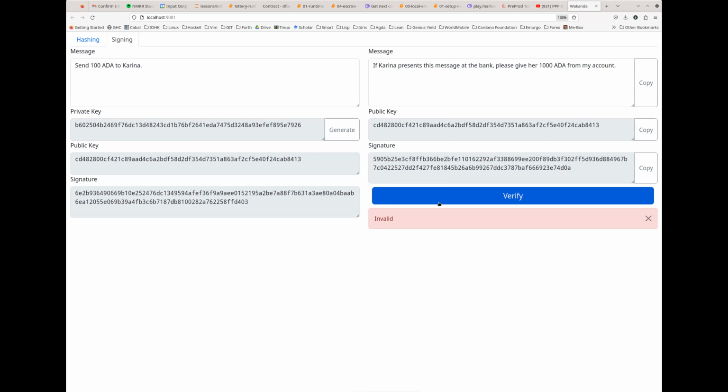That's, however, not how Bitcoin or Cardano work. Bitcoin and Cardano use the so-called UTXO model. And for that, just shift this, close this.